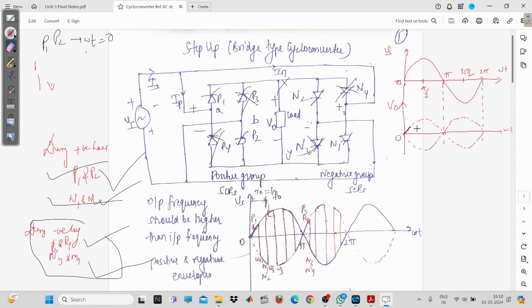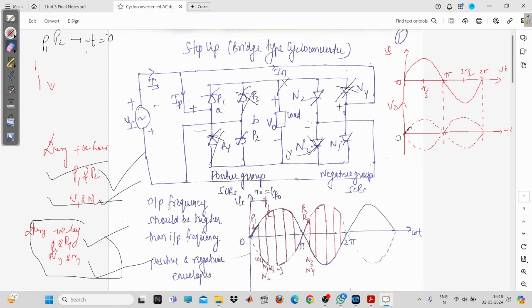Fine. Now at this point you will forcefully commutate P1 and P2. In this step up cycloconverter, you will have to go for force commutation, and in the step down cycloconverter, the natural commutation will be applicable. Now you will have to turn off this SCR forcefully. Now you apply the gate pulse to N1 and N2. Fine, N1 and N2. Only these will operate.